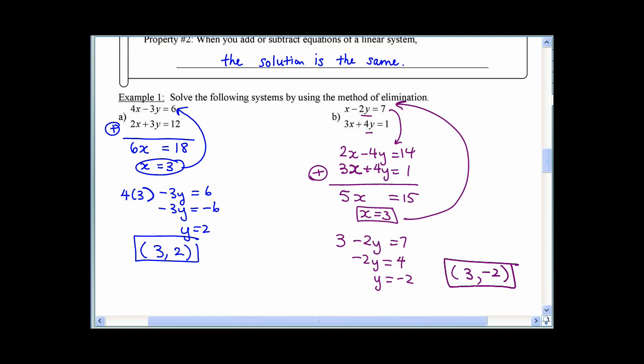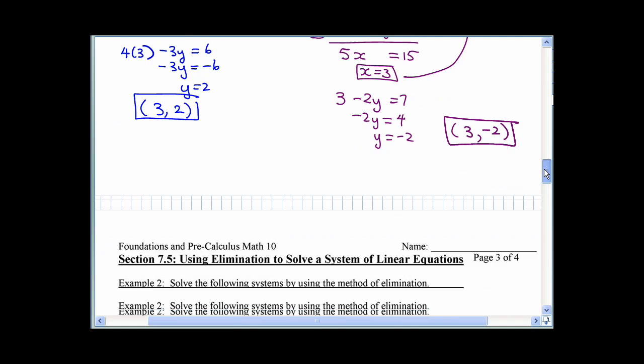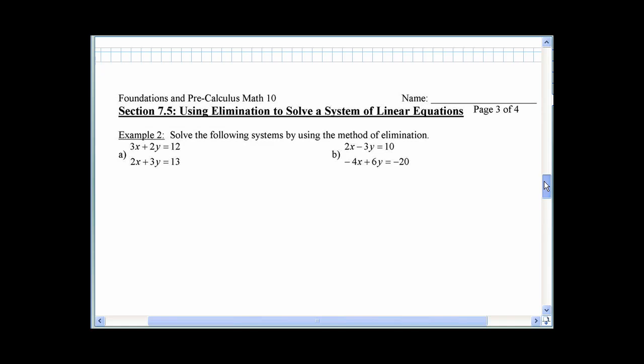Alright? Okay, you turn the page for some more practice on your own. Try example number 2, A and B. Okay, and you try on your own, so pause the video. When you're done, come back, check your answer with mine. And by the way, you can eliminate x or y. It's up to you. Enjoy!